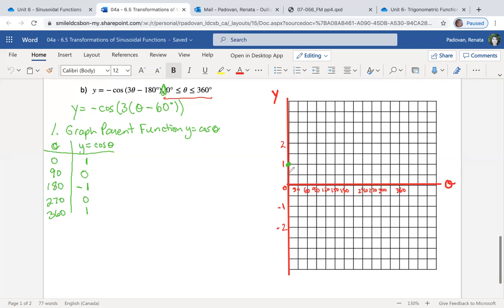So there I am starting at 0 and 1. At 90 degrees, be careful, I'm at 0. At 180 degrees, 1, 2, 3 away, right? I'm at -1, so 2 down. At 270, 1, 2, 3 away, I'm back at 0. And 1, 2, 3 away at 360, I'm back up at 1. And I'll go ahead and graph that.